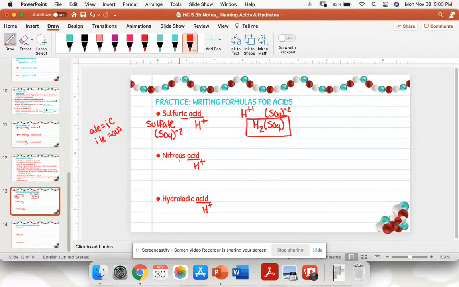All right, nitrous, OUS, means that it was ITE. So this was nitrite. So then we find nitrite on the polyatomic ion sheet, and it is NO2 minus 1. So then we can rewrite both of these elements over here and the polyatomic ion over here so we can cross the charges and it's easier to see. So the 1's cross, and this is HNO2.